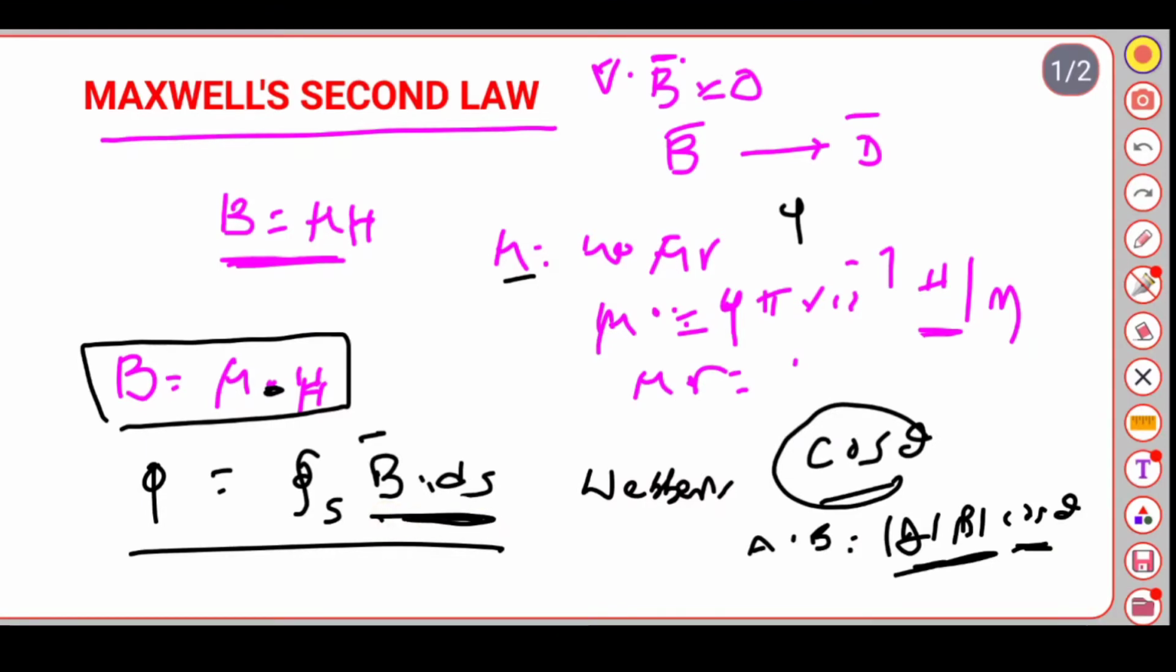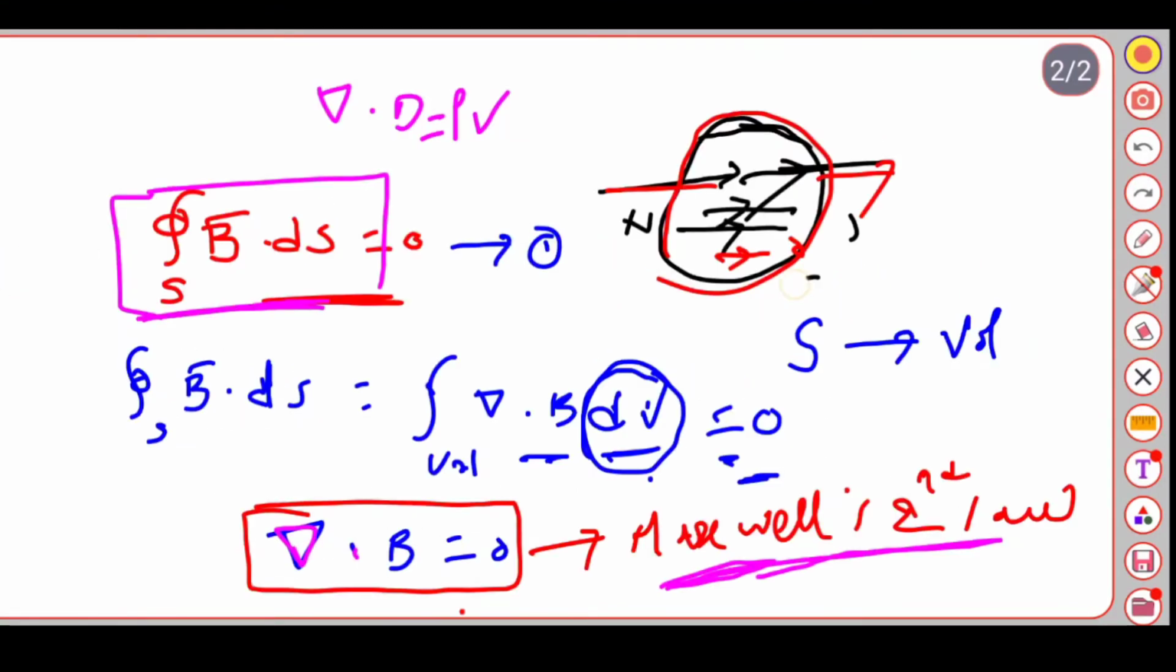B dot ds equal to 0. Why can we say that? The net flux entering equals 0. As much flux as enters also leaves, so we can write the surface integral of B dot ds equal to 0. No flux will be stored. The number of flux lines that enter also leave, so the surface integral of B dot ds equals 0. This is called the law of conservation of magnetic flux, or Gauss law in integral form.